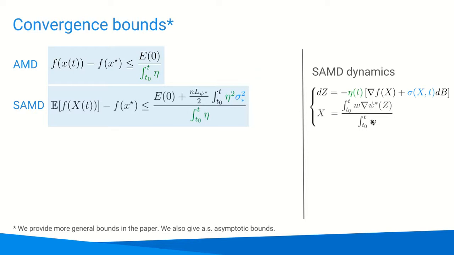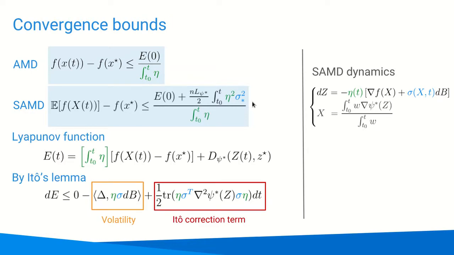To shed some light on the interaction of acceleration and noise, we derive the following bounds on the suboptimality gap. In the deterministic case, the bound is inversely proportional to the integral of eta. In the stochastic case, we have this additional term, which intuitively corresponds to an accumulation of noise. These bounds are obtained by first defining an energy function, then bounding its variation. In the deterministic case, the energy is decreasing, but in the stochastic case, we have additional terms by Ito's lemma, which contribute to this additional term in the bound.